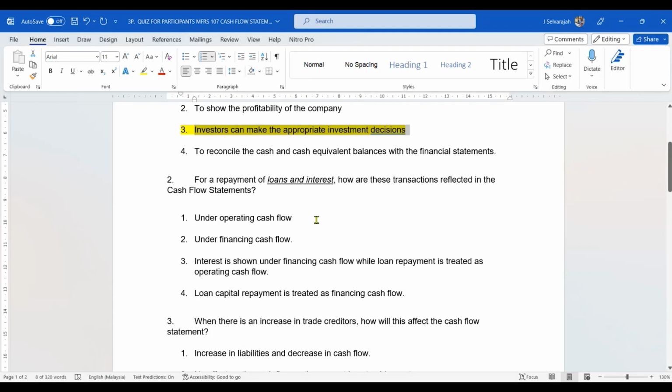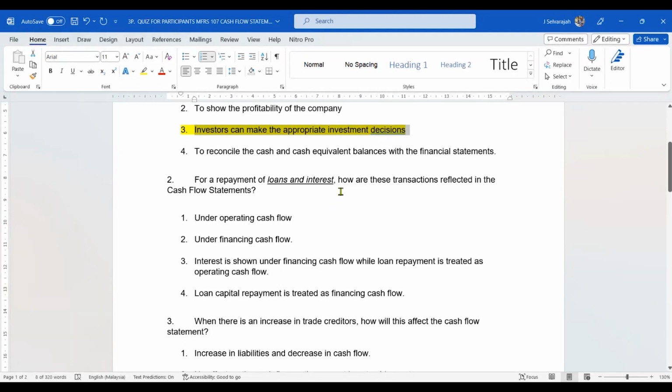First, is it under operating cash flow? Now, the question is loan and interest. All right. You can never put loan, the principal sum, under an operating cash flow. So one is out of the question.